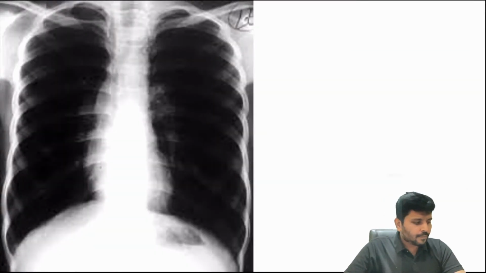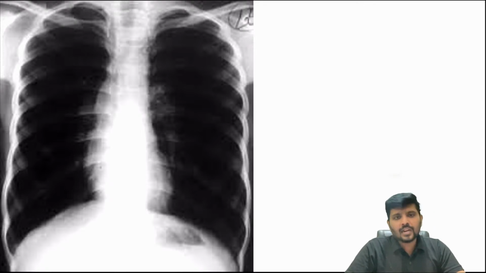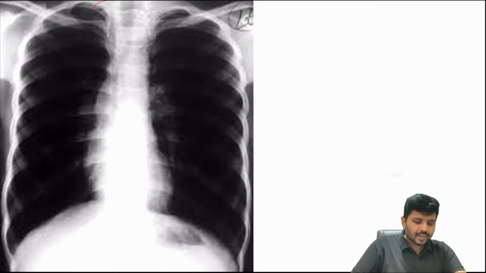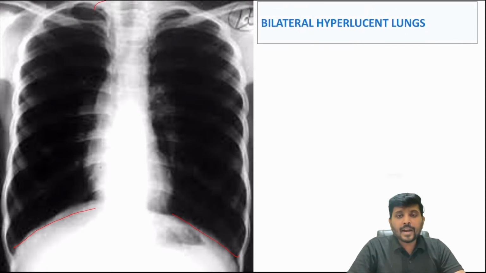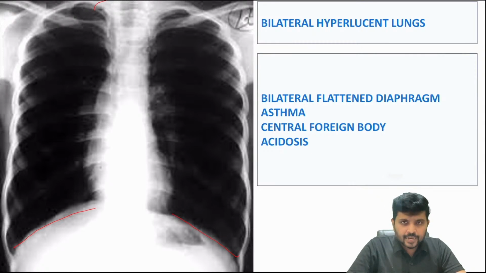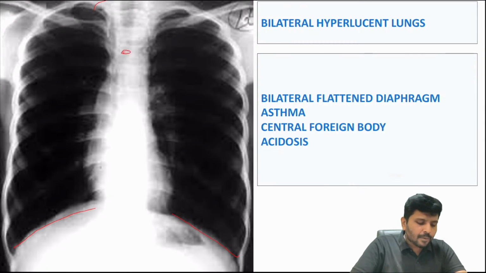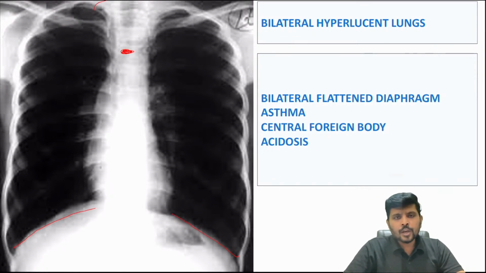And look at this. In this, both lungs are hyperlucent, the volume of the lungs is increased and there is flattening of the diaphragm. This bilateral hyperlucency is called bilateral hyperinflation. It indicates that a foreign body could be in the trachea or it can be a case of asthma. It can also be present in acidotic breathing or Kussmaul breathing.